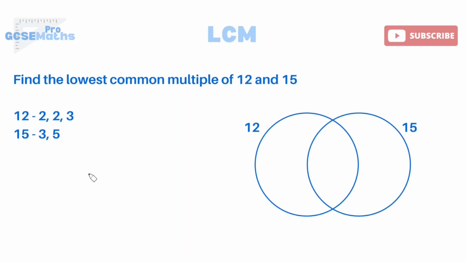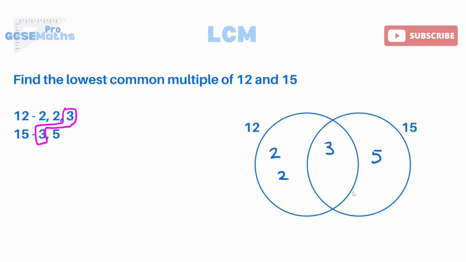Any numbers that they have in common go in the middle. So if you look at this list, you see how they both have a 3. So I'm going to put 1, 3 to represent that pair. Now they actually don't have anything else in common. So for the 12, there's 2 2s left over, and for the 15, there's a 5 left over.